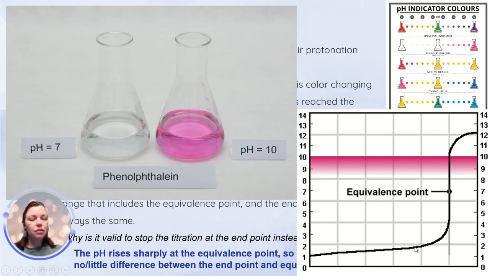This is just flat. So the equivalence point is at 7. That's another way we can tell it's a strong acid, strong base. You can see that the color change doesn't actually begin until just after 8.